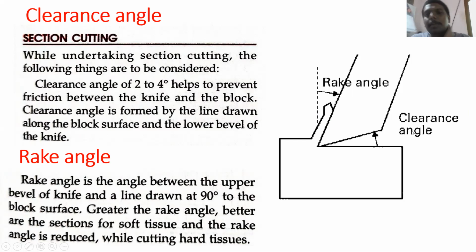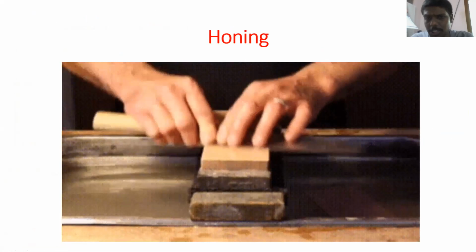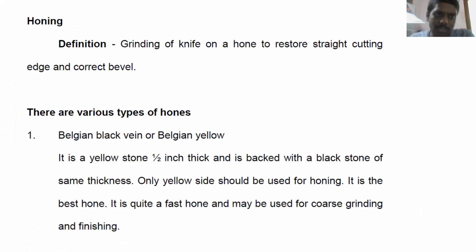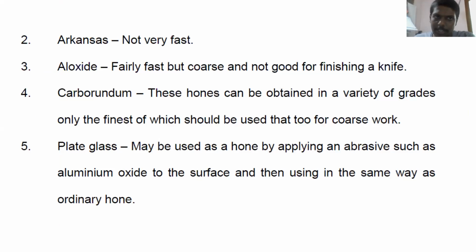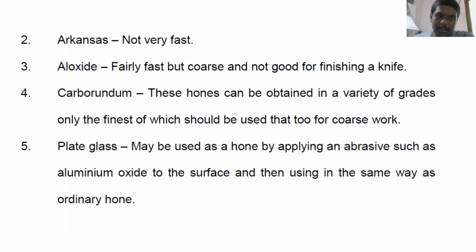So whenever we are sharpening the knife, we need to ensure that we are maintaining this clearance angle and rake angle of the microtome knives. Coming to the sharpening of the knife, sharpening is called honing. Honing means grinding of the knife on a hone to restore the cutting edge of the knife. This honing can be done by using different types of materials, such as Belgian black vein, arkansas stone, glass plate, or carborundum or alundum, which can be used as honing agents.